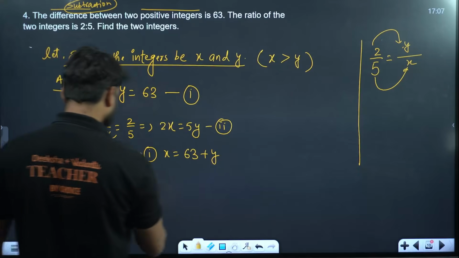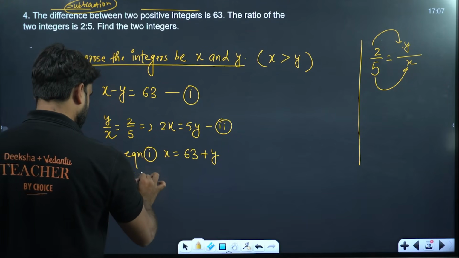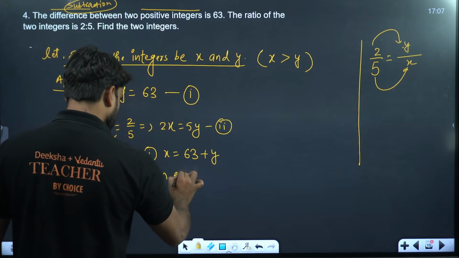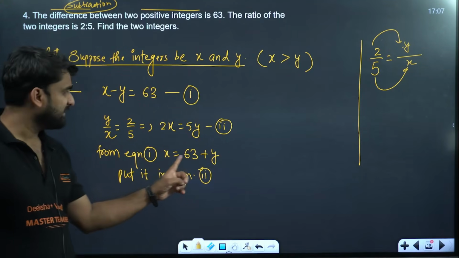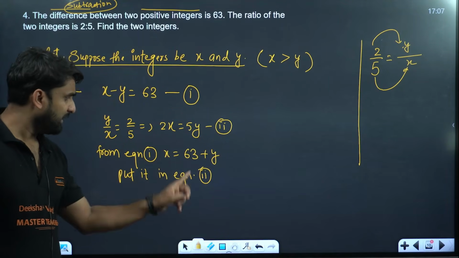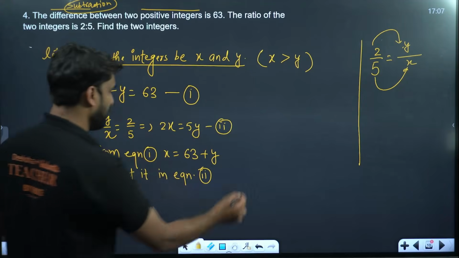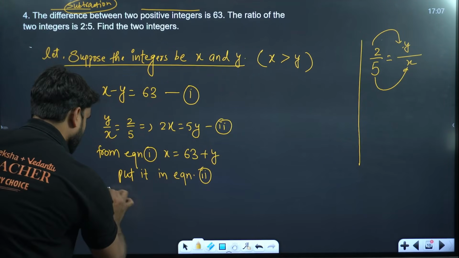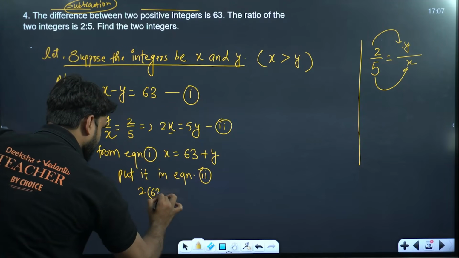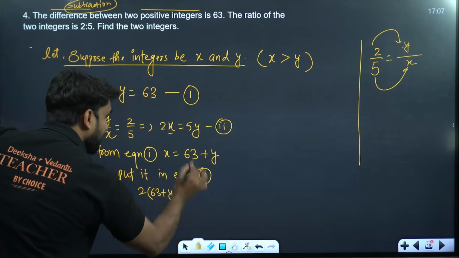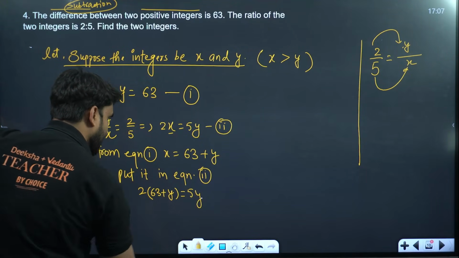Put it in equation number 2. From equation 1, x will be 63 plus y. Put it in equation number 2 here. So what will be the scenario? 2 into x, so in place of x we can write 63 plus y, is equal to 5y. Now my dear, solve this.